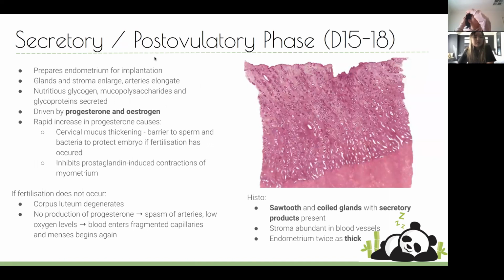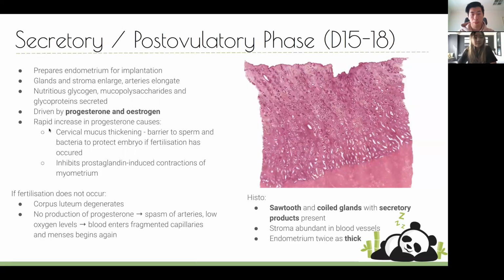The secretory or post-ovulatory phase, day 15 to the end, 28, prepares the endometrium for implantation. So you have the glands and stroma enlarging even more, you have arteries elongating, you have secretion of a lot of glycogen, polysaccharides, etc. So they're really trying to nourish the uterus. And that's driven by progesterone and estrogen, because that's what's secreted by the corpus luteum.